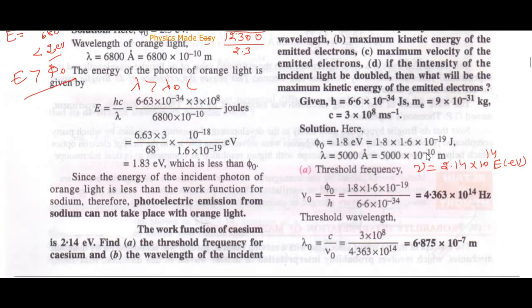Now, for the two sets of formulas, this is the formula for calculating frequency if we are given energy in electron volts, and this formula is also very easy to memorize. This is 2.14 into 10 raised to power 14. 2.14 into 10 raised to power 14, 14 here and 14 here. You just substitute here E in electron volts.